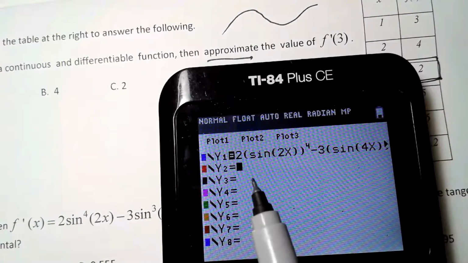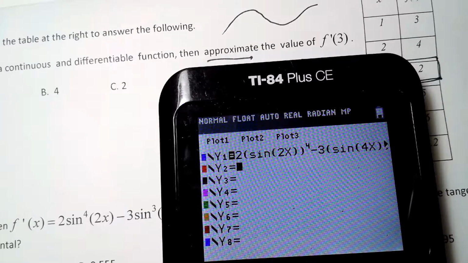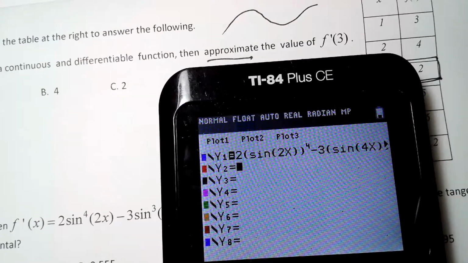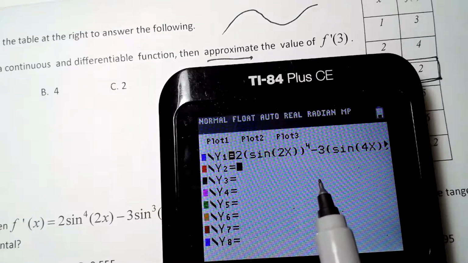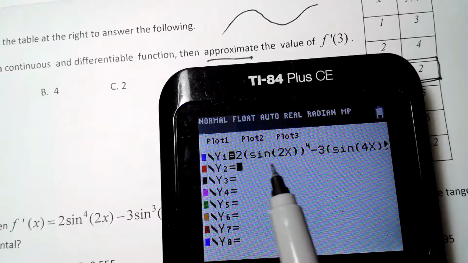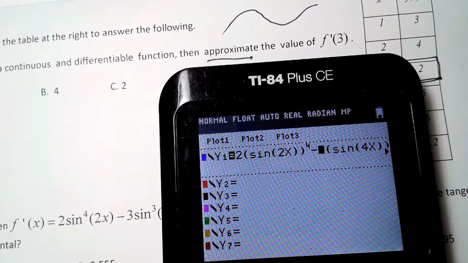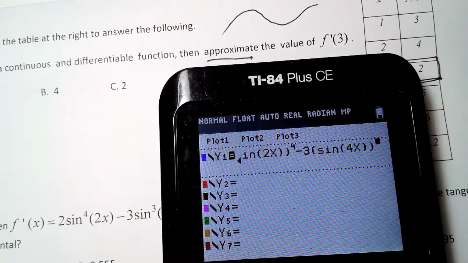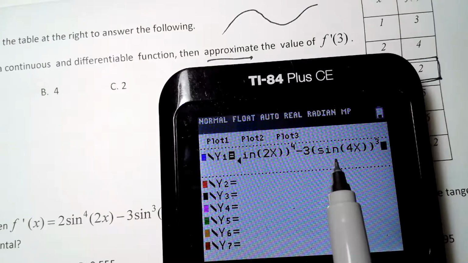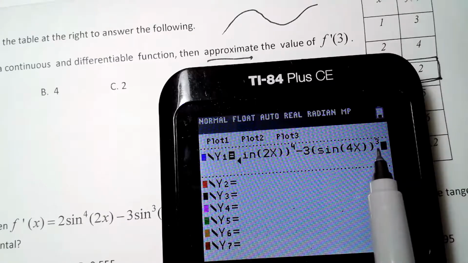Okay, so you're going to have to use a lot of parentheses and you're going to have to be really careful here. That's why they put this problem, which is just stupid. It's kind of a nightmare, but they want to make sure you can use the calculator. So it's 2 times the quantity sine of 2x all raised to the 4th, minus 3. So let me just arrow over here a little bit. There it is. Minus 3 times, again, the sine cubed of 4x. So we write the sine of 4x in parentheses, cubed.